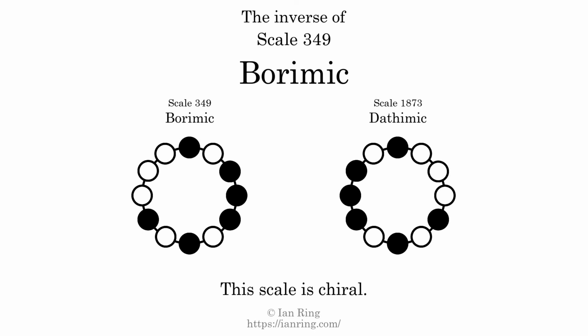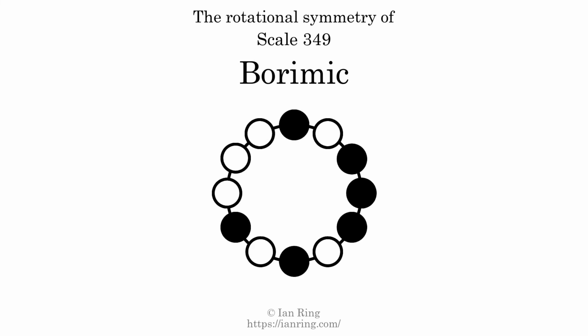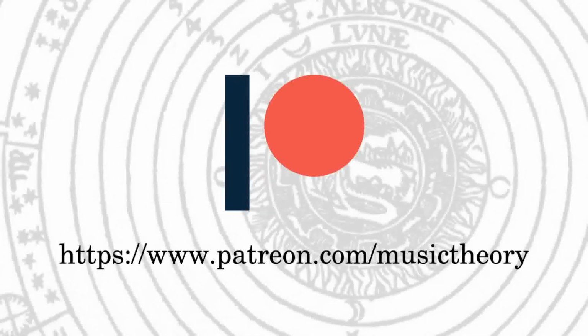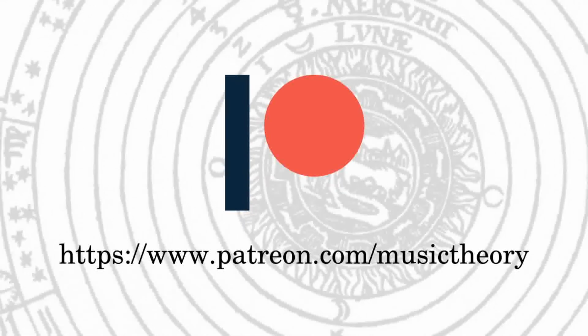The inverse of a scale is a mirror image. It is what you get when the sequence of intervals is reversed. The inverse of this scale is scale 1873, also known as dithemic. This scale is chiral. It cannot transform into its inverse by rotational transformation. This scale has no rotational symmetry. For even more detail about this scale, visit ianring.com/musictheory/scales/349.